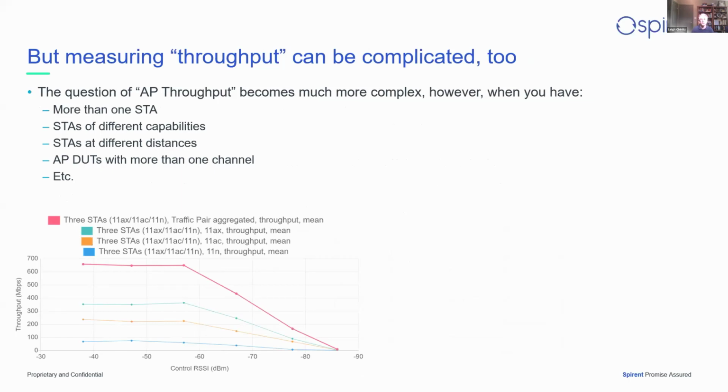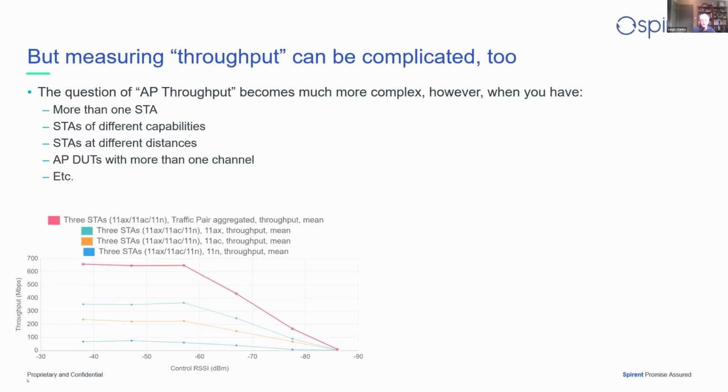realistic scenario where, for example, you have more than one station connected to an access point. And not only more than one station, what about more than one station and those stations are different, right? Maybe they're a modern 11AX station and then you've got a much older 11N station. What about when some of the stations are close and some of the stations are far? And what about when your device under test, your access point, has more than one channel that it can use? What does that look like?